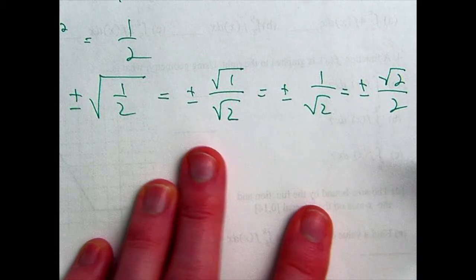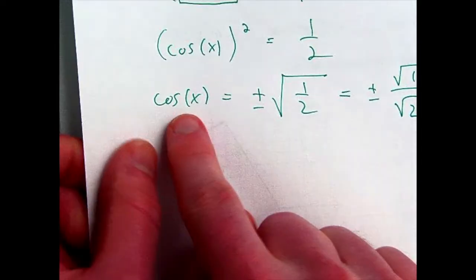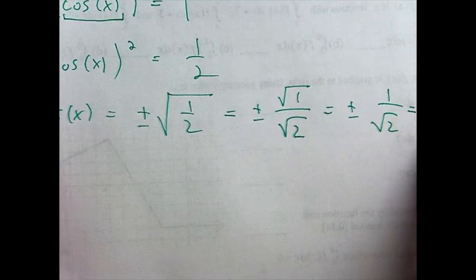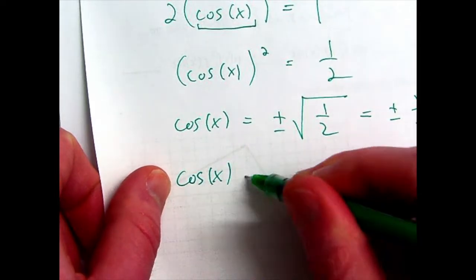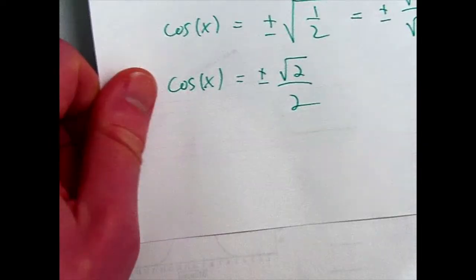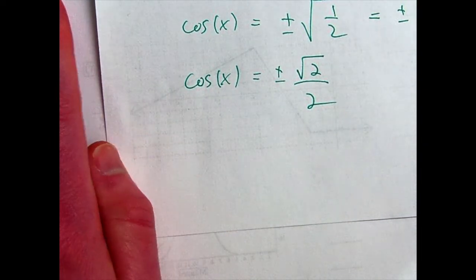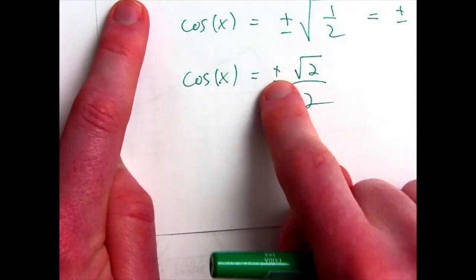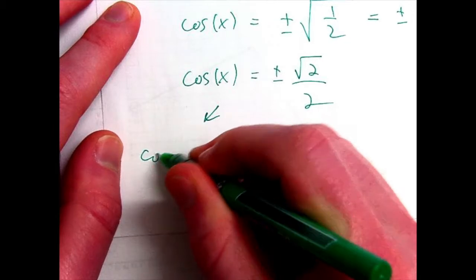That's important because root 2 over 2 is a unit circle value that we recognize, whereas root 1/2 is not really. Okay, so ultimately what we're told here is that cosine of x is equal to plus or minus root 2 over 2. I'll just rewrite that here for clarity. Cosine of x is equal to plus or minus root 2 over 2. This is actually 2 separate trigonometric equations, 2 different equations because of the plus or minus. One for plus and one for minus.